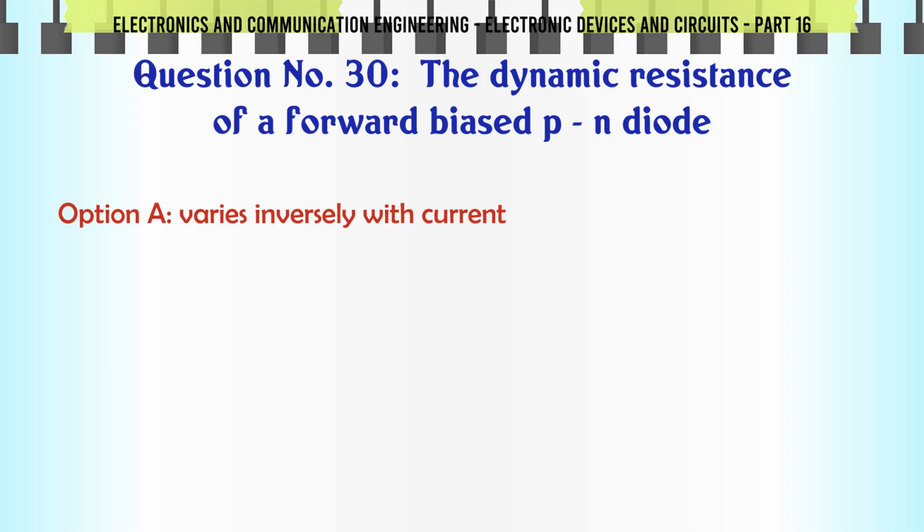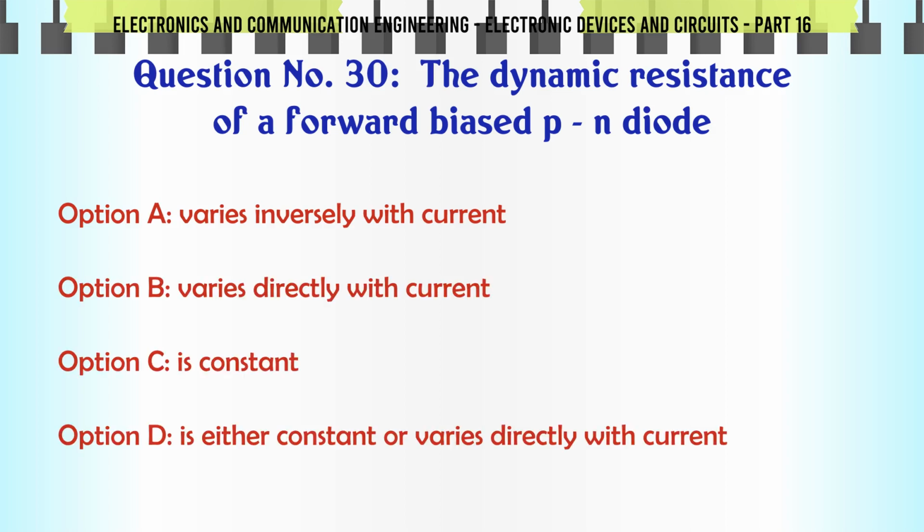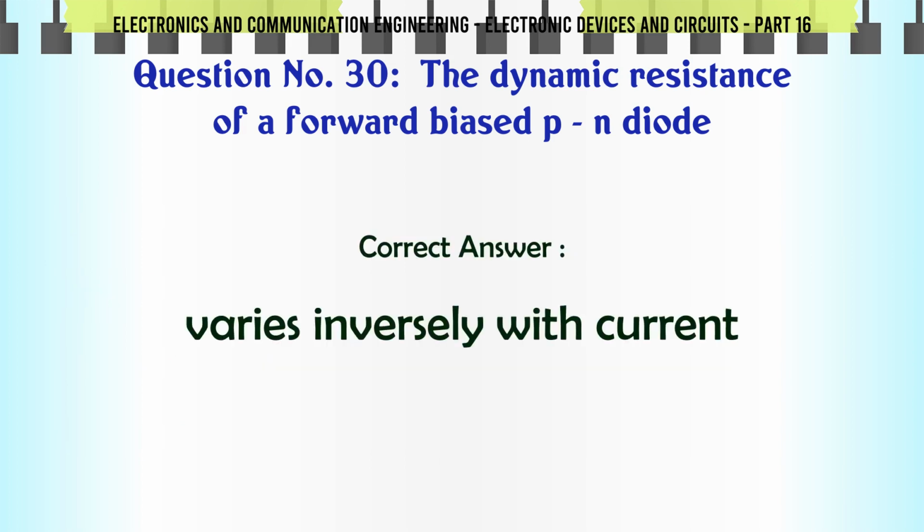The dynamic resistance of a forward-biased PN diode: A. varies inversely with current. B. varies directly with current. C. is constant. D. is either constant or varies directly with current. The correct answer is varies inversely with current.